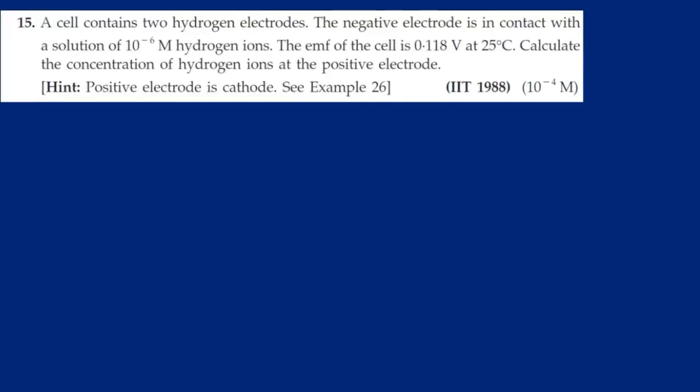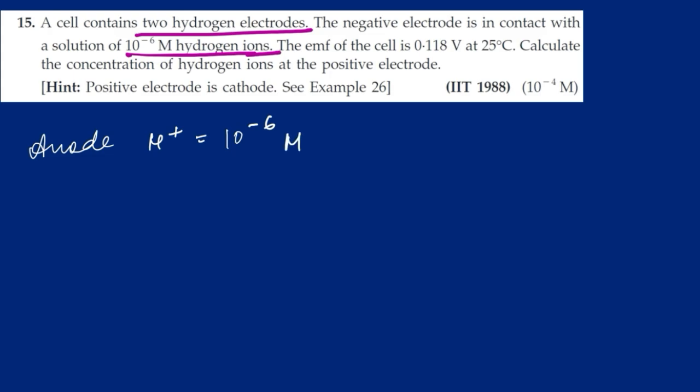Question 15. A cell contains 2 hydrogen electrodes. Both the electrodes are hydrogen electrodes. The negative electrode is in contact with a solution of 10 to the power minus 6 M hydrogen ions. Negative electrode means anode. So at anode, the concentration of H plus ions is 10 to the power minus 6 moles per liter.